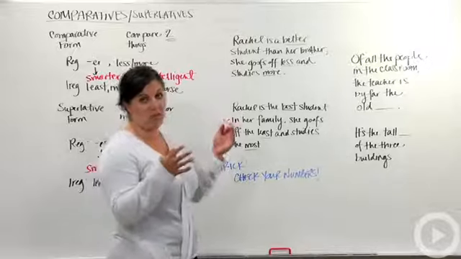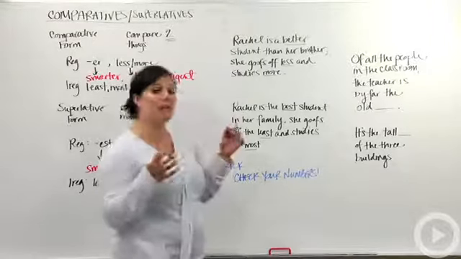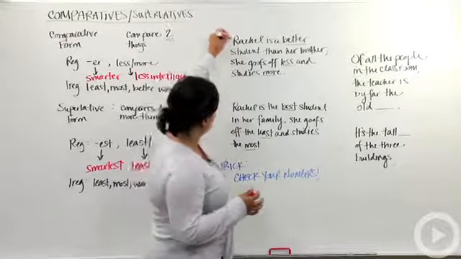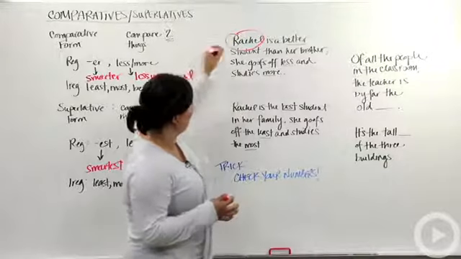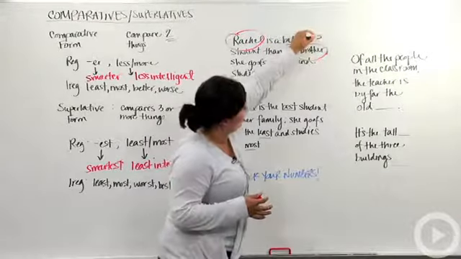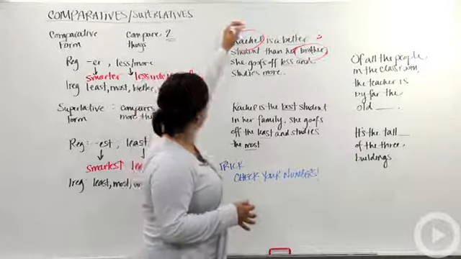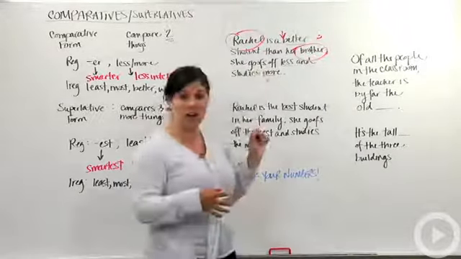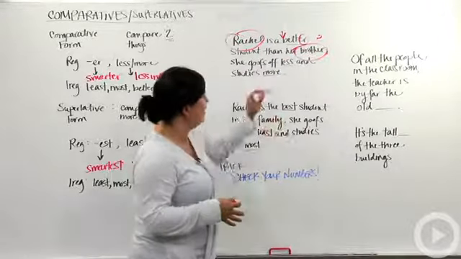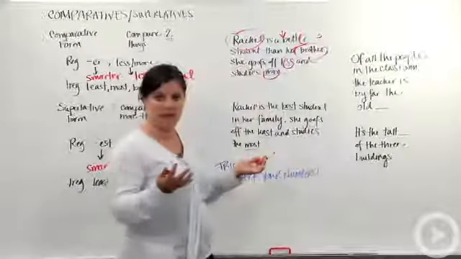The first thing I'm going to do to make sure I'm okay is to check how many things are being compared. So I've got Rachel, and I've got her brother. I've got two things, which means this should be in the comparative form. So we have better with that ER on the end, we're good there. And then we've got less and more, we're good there.